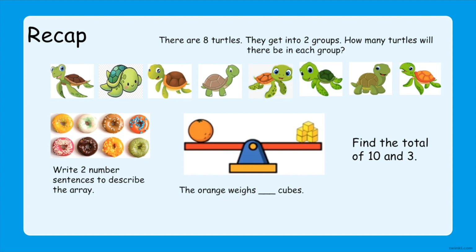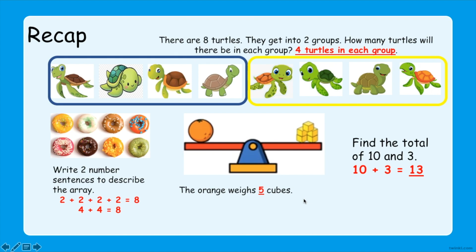Now, before we start the main part of our lesson, here we have a recap of some of our learning. There are 8 turtles. They get into 2 groups. How many turtles will there be in each group? Write 2 number sentences to describe the array. The orange weighs how many cubes? And find the total of 10 and 3. Remember, that means that we are adding.